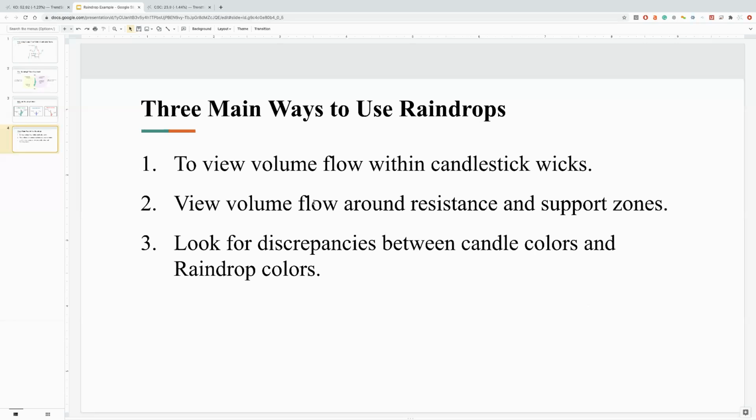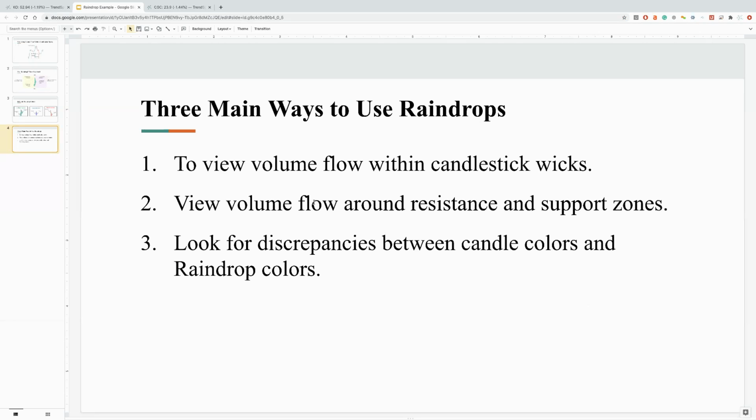Then the last one is looking for discrepancies between colors. So raindrop versus hollow candle. Sometimes you'll have a red candle and a green raindrop, and that's a discrepancy. And that's something to keep in mind. It doesn't mean that because you had a green raindrop versus a red candle, you're going to go up, but it's worth keeping an eye on.